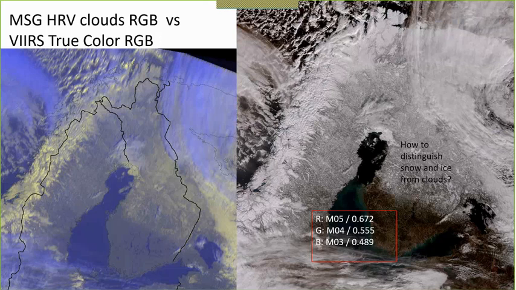But of course the issue here is how to distinguish snow and ice from clouds, because they are both white. I also included here the channels that are used in these products that I'm going to show you. So in the True Color we have only the visible channels, so it might be a little bit difficult to define where the clouds are when we also have snow and ice.